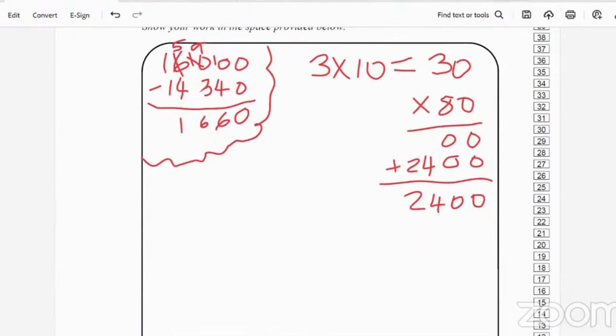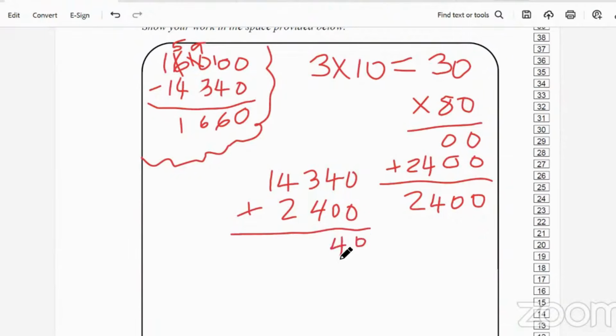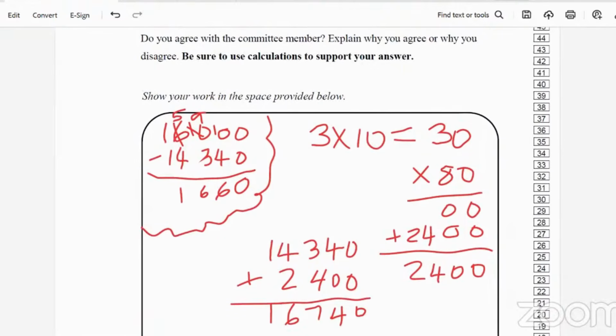So again, we could add how much we actually made from the beginning. Like I said, the information is there, but let's do it in case we had decided not to do the previous calculation. What we had made first was 14,340. And if we add the 2,400, would that allow us to meet our goal? 0, 4, 7, 6, and 1. So we would have made 16,740, which would have made us meet our goal. So I would think that it would be agreeable, right? You could say: I agree with the committee member that we would need at least 3 more cakes in order to meet our goal.